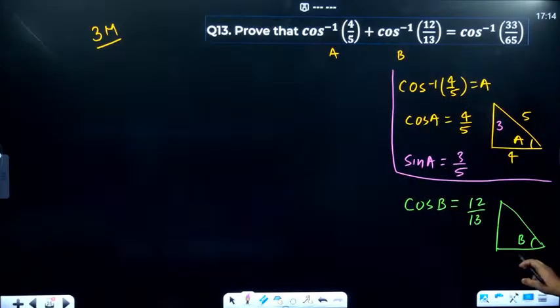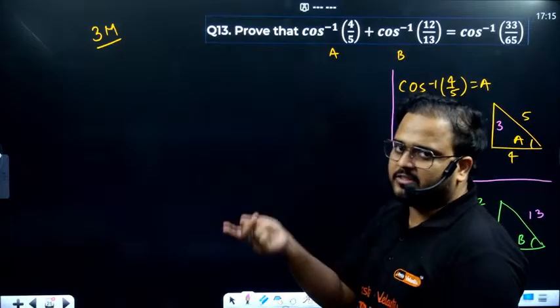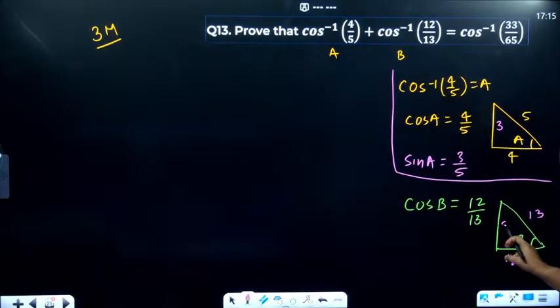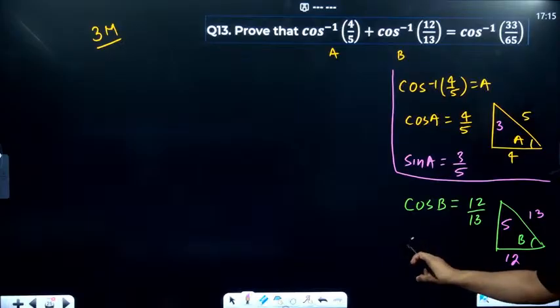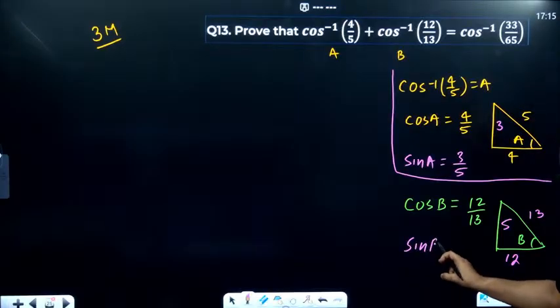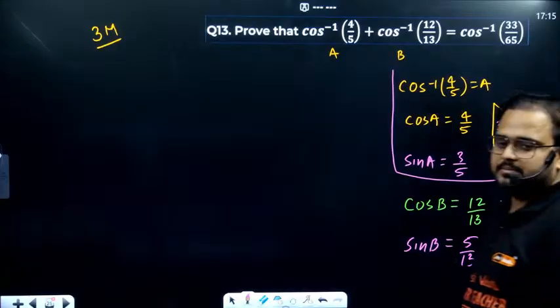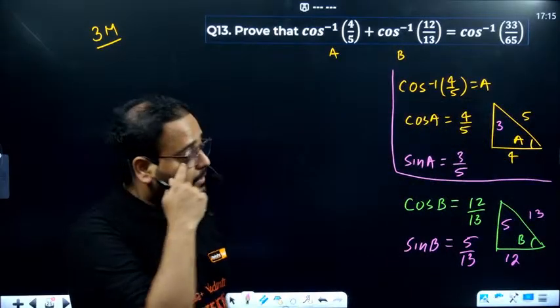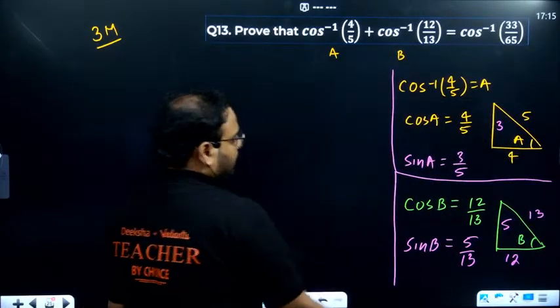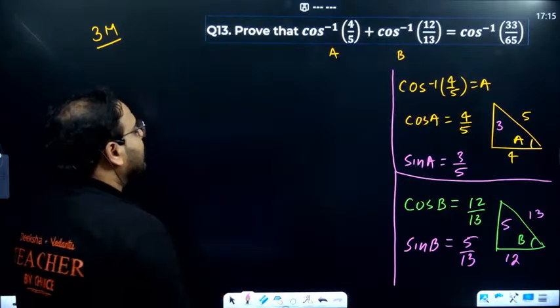Check here. Cos B means this is 12, this is 13. What is the Pythagorean triplet of 12 and 13? 5, 12 and 13. So my value of sin B is the same as 5 by 13. Great. Once we have that, see.